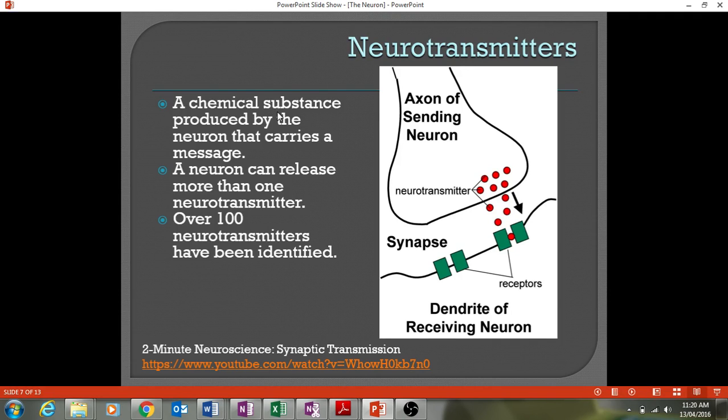Neurotransmitters are a chemical substance that are stored in the axon terminal here, and when that action potential travels down the axon to the axon terminals, these neurotransmitters are released into the synapse and combine with receptors on the target cell at the other end to stimulate a response in that next cell.